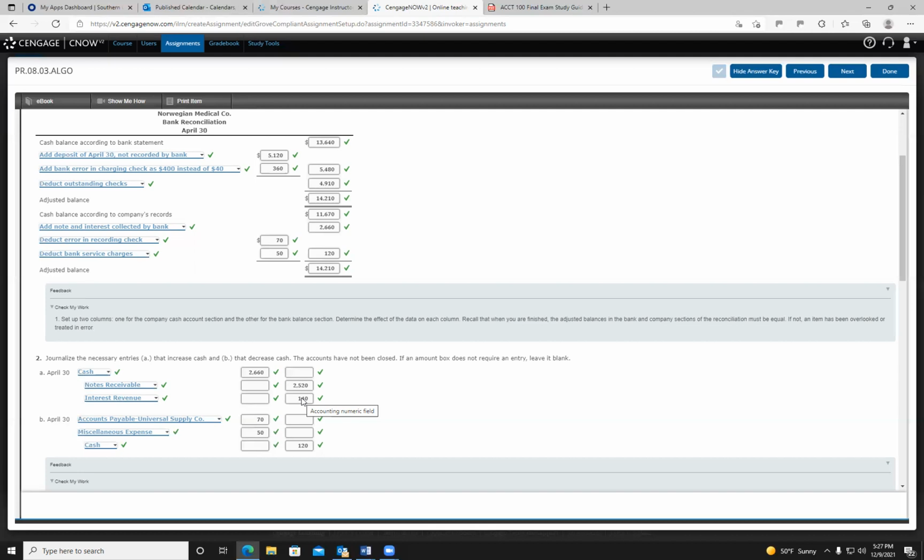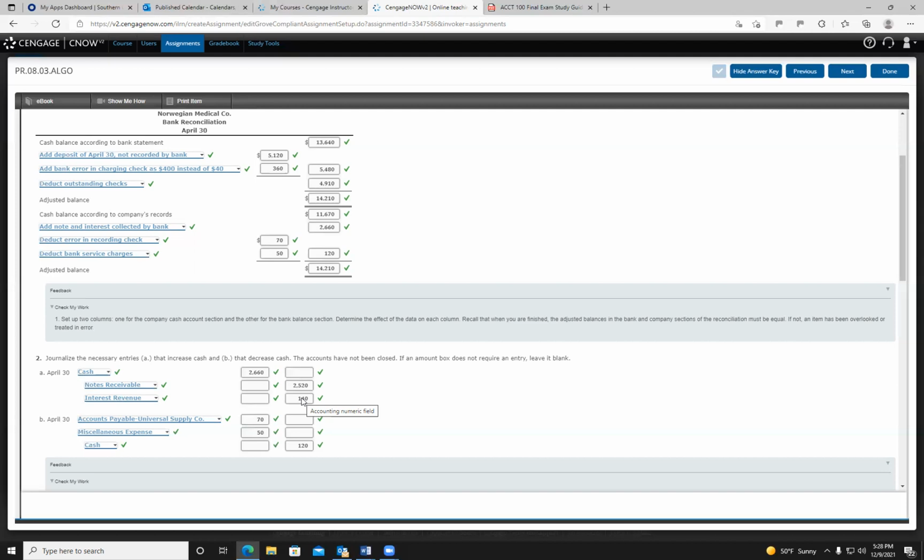So we got to go ahead and debit accounts payable for that $70 that we did not record, because again, the check that we wrote to pay our debt was for $770, but when we recorded it on our books, we accidentally only recorded it as $700. So we have to record a debit to accounts payable for that $70 we accidentally forgot and left off. So it's going to be a debit to accounts payable for $70.